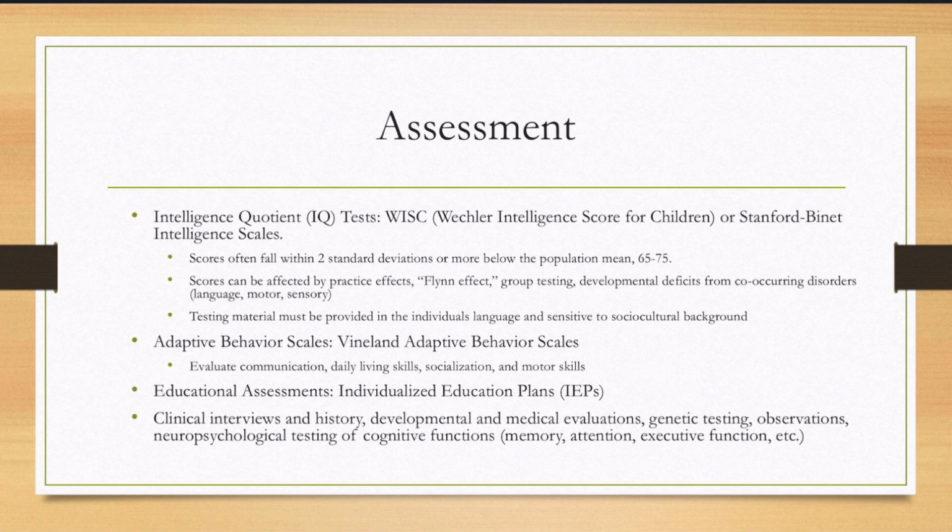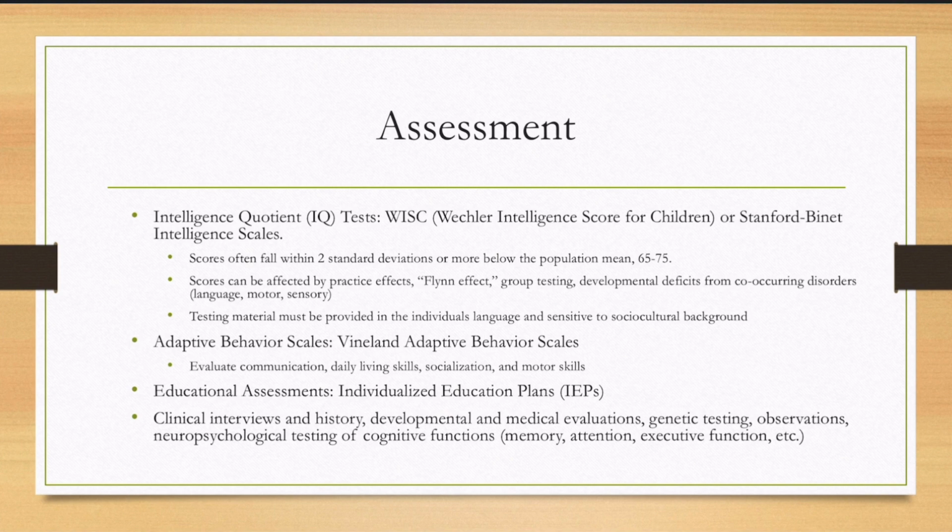So some of the first things, obviously, we use are IQ tests. There are two that I've listed here. Individuals with IDD generally fall within 2 standard deviations of average scores. But there are tons of things that can obviously affect these scores. So we do not solely base the diagnosis off of IQ scores. There are other important things to use, such as adaptive behavior scales, and these evaluate communication, ADLs, socialization, and motor skills. In educational settings, you'll see the use of individualized education plans.